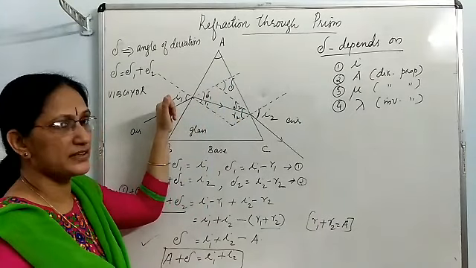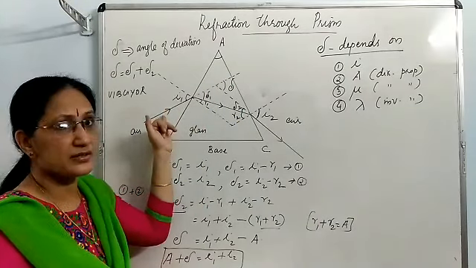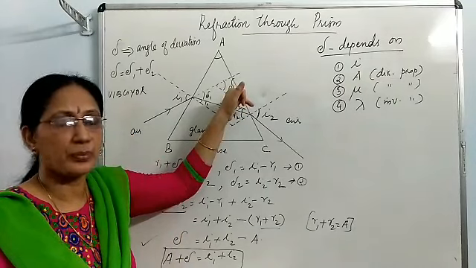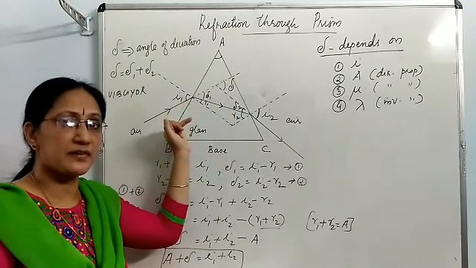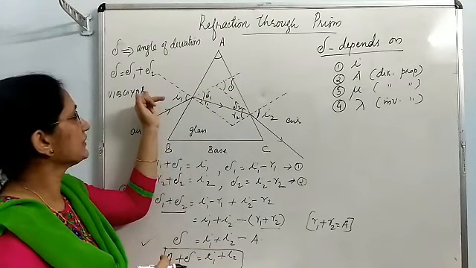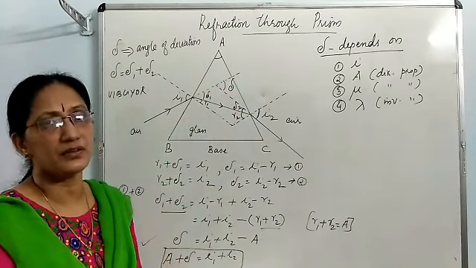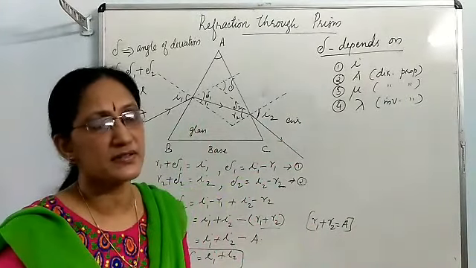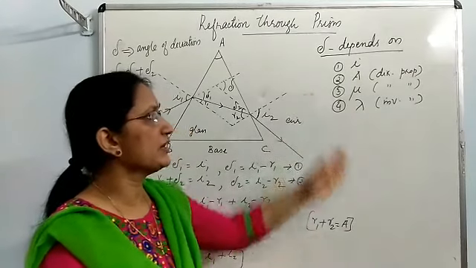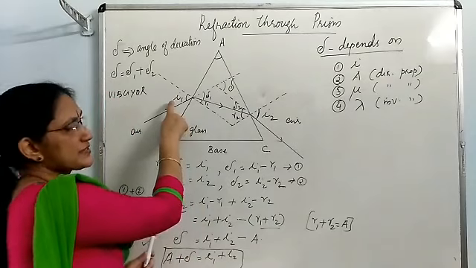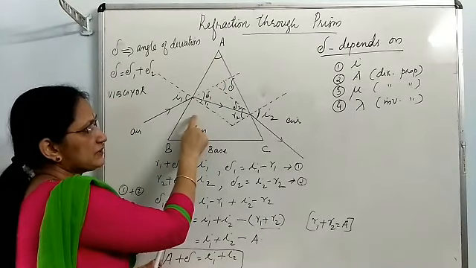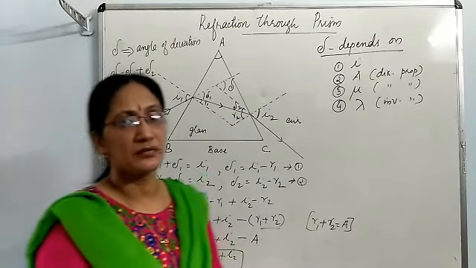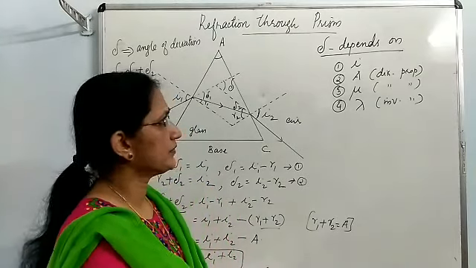For the same angle of incidence, if you use violet light, it has low wavelength, it will make a high angle of deviation. For the same angle of incidence, if red light is used, it has high wavelength, it will make a low angle of deviation. Means the wavelength of the light and the angle of deviation are inversely proportional. So these are the four factors. Once again: angle of incidence, angle of prism, refractive index of the material of the prism, and the wavelength of the light. These four factors will decide the angle of deviation.